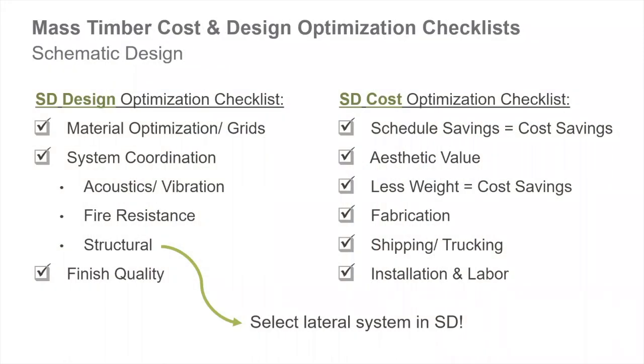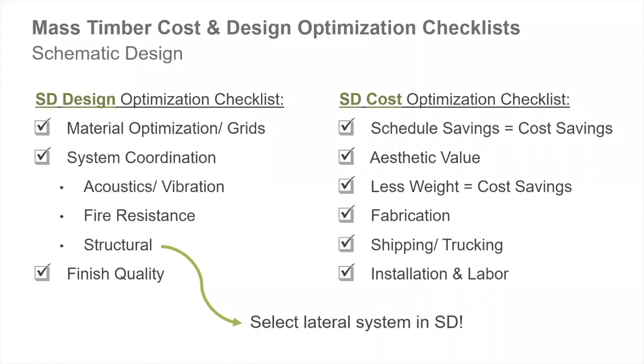In the schematic design phase, there are separate checklists for design and cost optimization. So the design optimization checklist covers important topics like material optimization, optimal grids and system coordination. The cost of mass timber is most influenced by these systems. So it's important to balance those requirements for structure, acoustics, vibration, and even fire resistance ratings. The checklist also includes resources that go into more detail on those particular topics. One of our newest resources is an expert tip on mass timber material optimization and grids. I highly recommend visiting our website to view that particular tip.